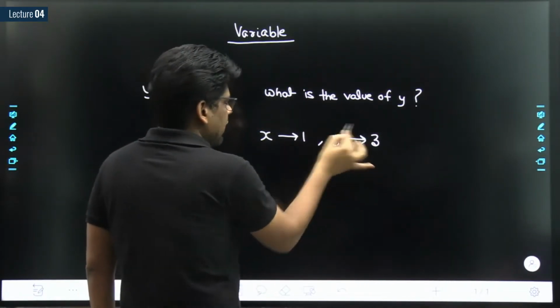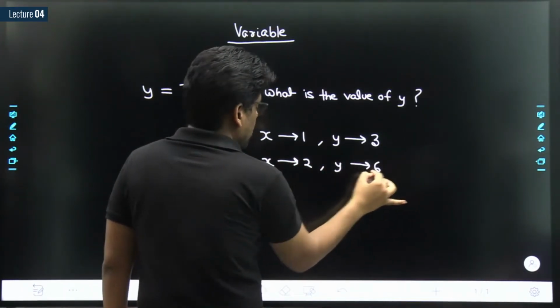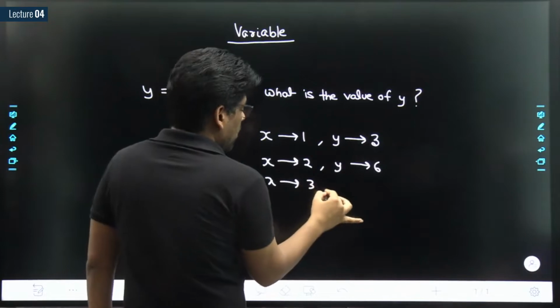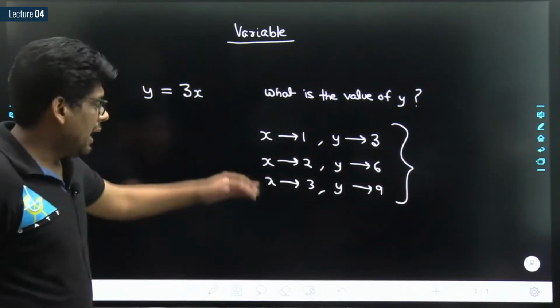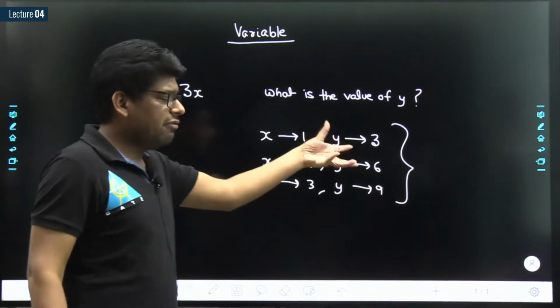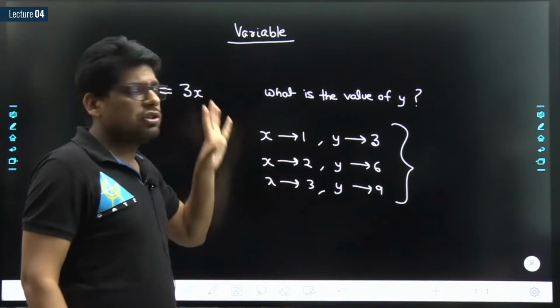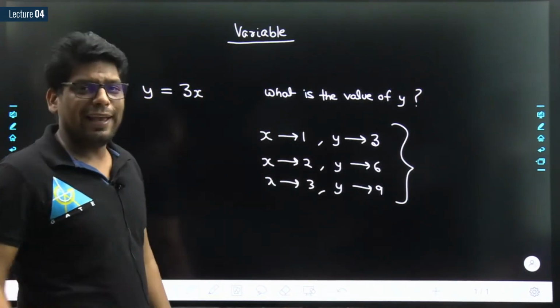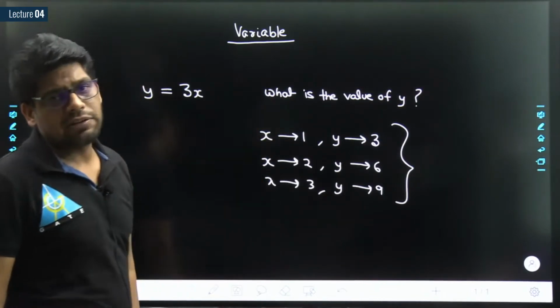When x is 1, y is 3. When x is 2, y is 6. When x is 3, y is 9. That means at different point of time, x and y are taking different value. Y is taking a different value on the basis of x. But what is x? Sir, again, at different point of time, we could have different value of x.